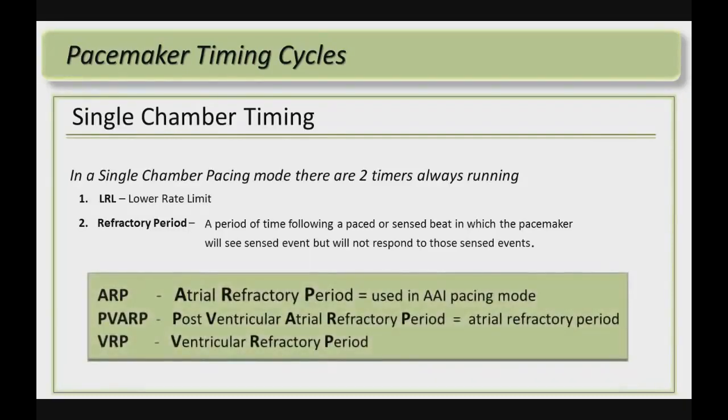There are three refractory periods: ARP, which stands for atrial refractory period and is used in AAI pacing; PVARP, which stands for post-ventricular atrial refractory period. This refractory period is used in dual chamber pacing, so we'll be talking about that more in just a bit. And VRP, which stands for ventricular refractory period.